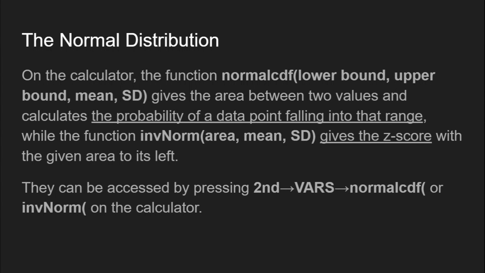We can calculate the areas under a normal curve using calculator functions. On the calculator, the function normal CDF with the parameters lower bound, upper bound, mean, and standard deviation gives the area between two values and calculates the probability of a data point falling into that range, while the function inverse norm with parameters area, mean, and standard deviation does the opposite. It gives the z-score with the given area to its left. These functions can be accessed by pressing second vars and then either normal CDF or inverse norm on the calculator.